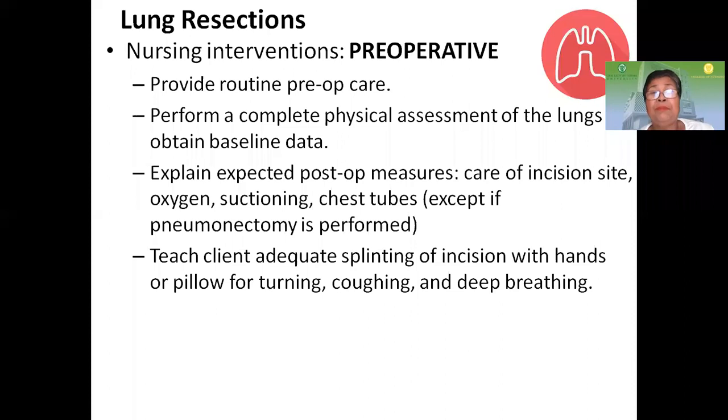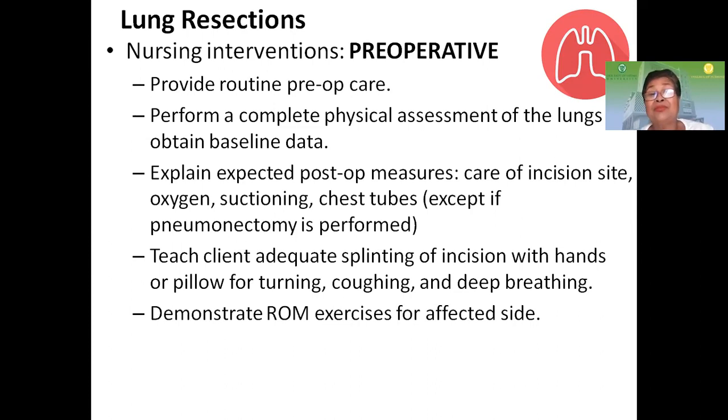Tell him that we will give him a pain reliever, he just needs to breathe deeply, and there will be adequate splinting. Because your patient may be afraid that the wound will open. Very important are the deep breathing and coughing exercises. Demonstrate range of motion exercises, especially for the affected side: range of motion of the upper extremities as well as the lower extremities.